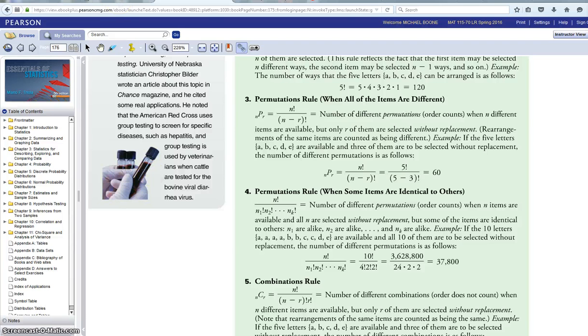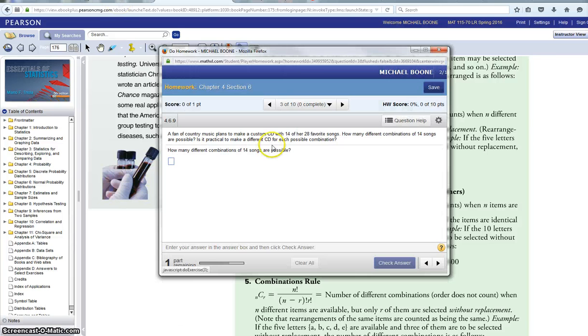Let's look at a couple of the homework problems and see how these work out. In number 3, a fan of country music plans to make a custom CD with 14 of her 28 favorite songs. How many different combinations of 14 songs are possible? It doesn't sound like the order is important, so I'm going to say that this is a combination, because as long as there's 14 songs on it, I'm okay.